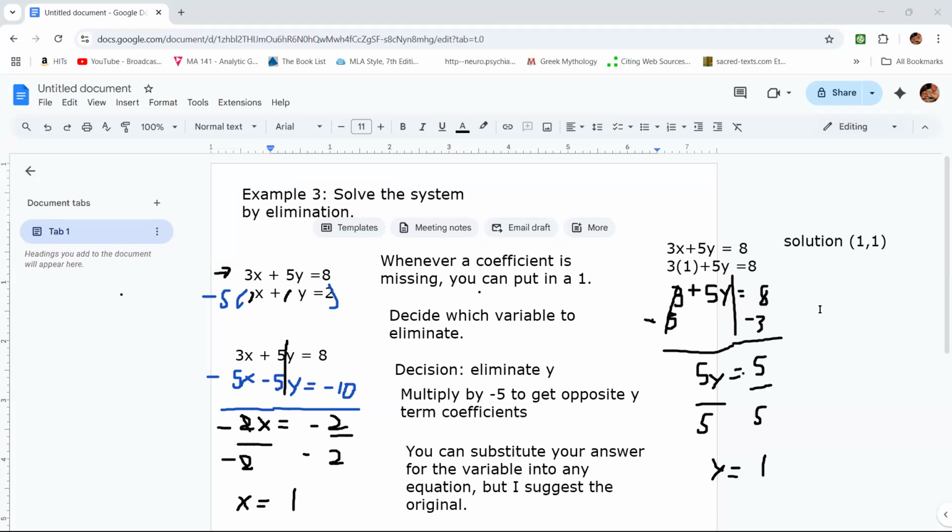Now, I have one more example where we're going to decide which variable to eliminate. We're going to have to change both equations, because sometimes we change both. And then we're going to do the process that you just saw. So let's look at that in just a moment.